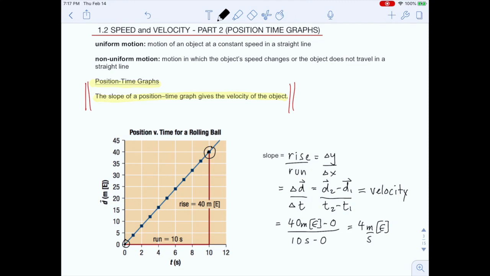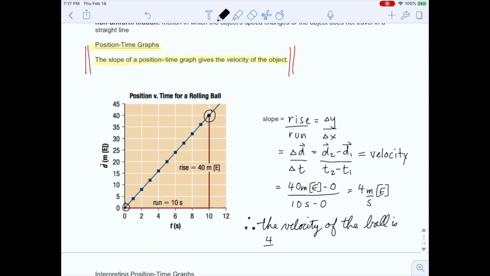Notice 40 is one significant digit and 10 is one significant digit. So 4 meters per second east is one significant digit. The velocity of this object is 4 meters per second east. So this object is moving at a constant speed of 4 meters per second in a straight line. We can say that the object is demonstrating uniform motion.